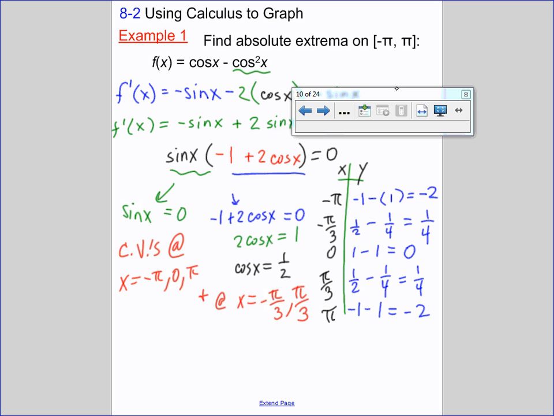My absolute extrema question without a y prime sign analysis or chart is easily answered simply by comparing y coordinates. What's the greatest function value attained over my specified interval? 1/4. Yes, this is the absolute maximum. It's attained twice, but the absolute maximum is 1/4.